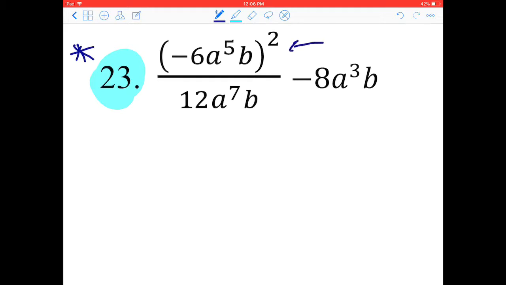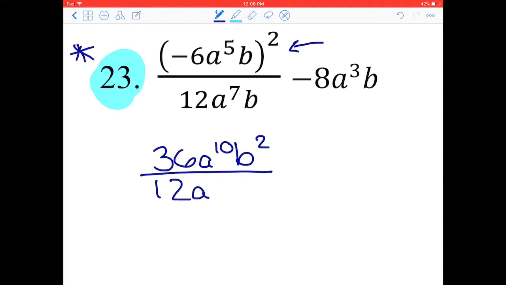Let's start in the top here. Let's do this power property. So -6 squared is 36. A to the 10th power, b squared, divided by 12 a to the 7th, b.